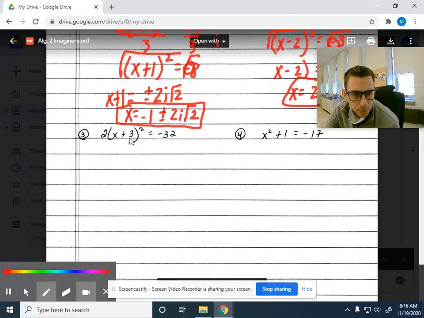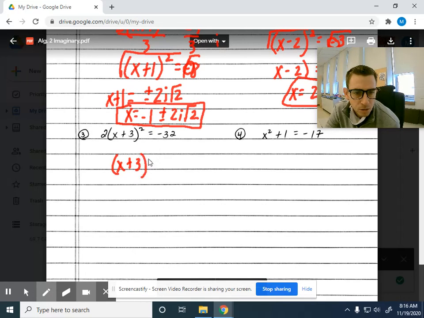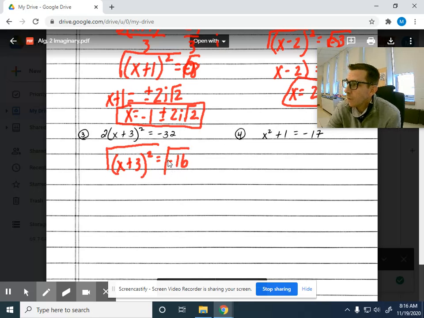All right, in the third problem, there's nothing for me to add or subtract over. I just have to begin by dividing by 2. Okay, I square root both sides. Again, we have a negative underneath, which means we have to represent it with i. But we have a perfect square, so it's not just going to be plus or minus 4, it's plus or minus 4i.